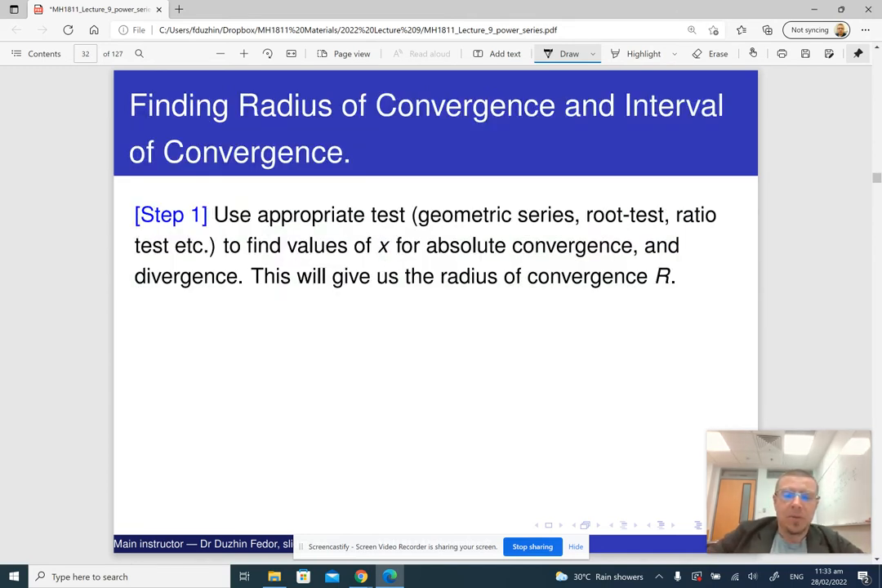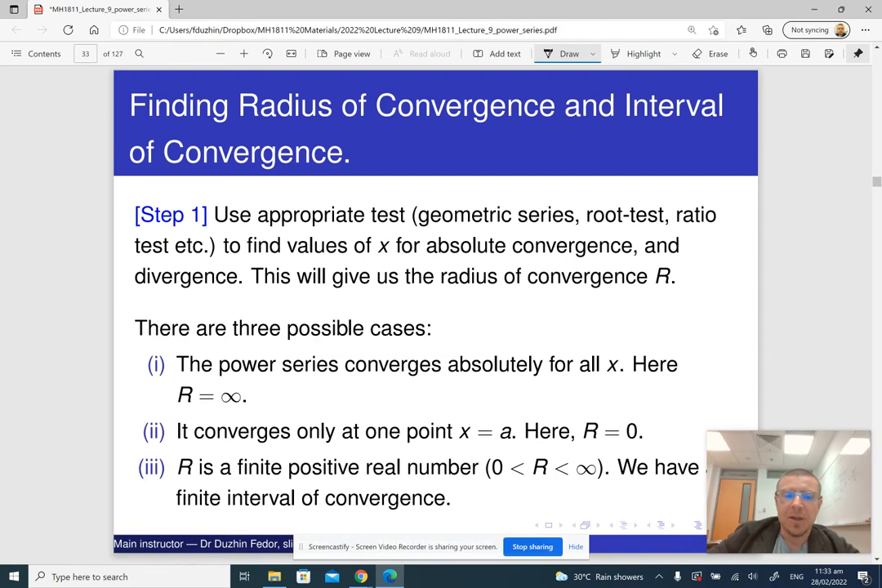Now, generally speaking, if you have a question on determining the interval of convergence, then what you need to do is, first, apply some appropriate test, which usually is the ratio test, or sometimes the root test, to find values of x for absolute convergence and divergence. And you will know the radius of convergence. I'm going to explain how it works in a few seconds.